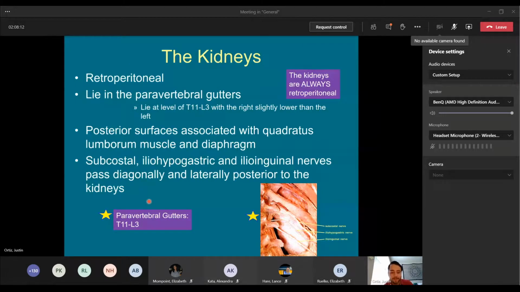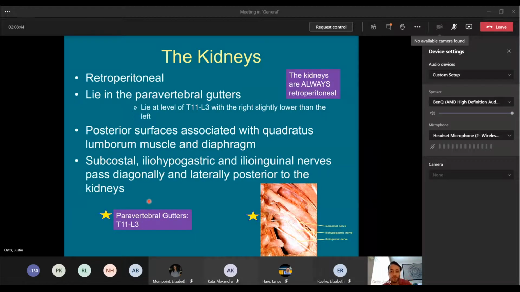So again, I would definitely note that. My TA last year really emphasized knowing the paravertebral gutters. The way she said to memorize it was, you go out at 11 p.m. and then you end up throwing up in the gutter at 3 a.m. I wasn't going to put it on the slide, but if that helps you remember T11 to L3, then that can help. So that's the paravertebral gutters.